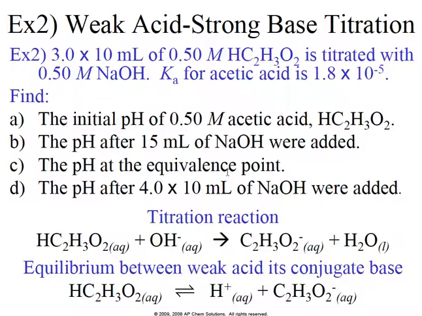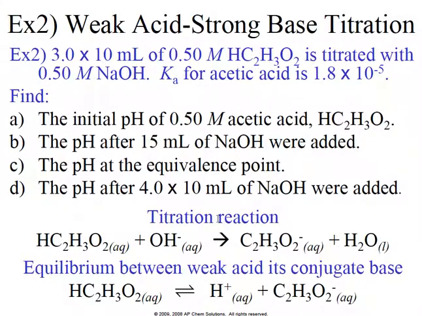So let's take a look at the weak acid and a strong base. Now remember, a weak acid is not going to dissociate all of its H's. All right. So here we have 30 milliliters of 0.5 molar acetic acid titrated with 0.5 molar NaOH. The Ka for the acetic acid is 1.8 times 10 to the minus 5. So we're going to find the initial pH of the acetic acid, the pH after 15 milliliters were added, the pH at the equivalence point, and the pH when 40 milliliters of NaOH were added.